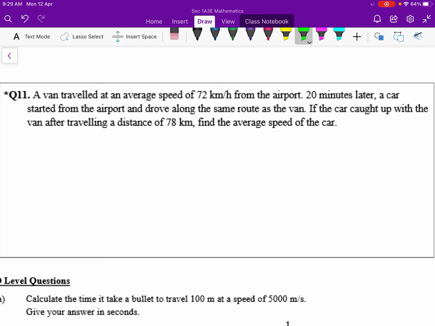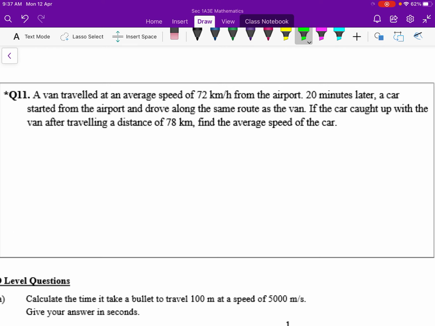Okay, first, do you understand the situation? Anybody doesn't understand the situation? Can visualize what's happening? Okay, so both started from the airport. The van started traveling first, 72 kilometers per hour. 20 minutes later, a car started from the same starting point, drove the same route. After traveling 78 kilometers, he caught up with the van. So find the average speed of the car. Okay, try this question now.